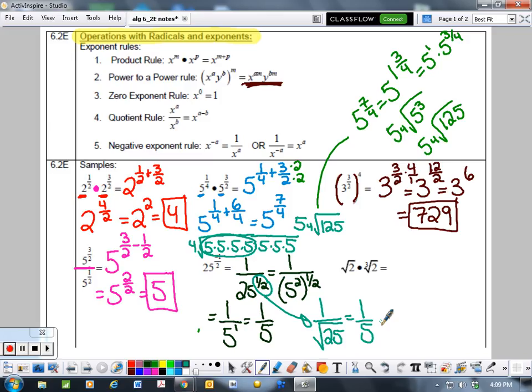Okay, I need another color so that I'm not blended into everything else. Okay, the square root of 2 times the 3rd root of 2. So let's go ahead and look. The square root of 2 is really 2 to the 1/2 power, and that's being multiplied by 2 to the 1/3 power.